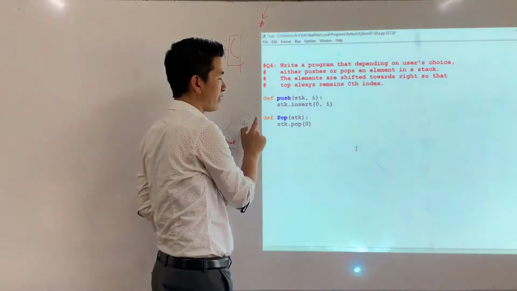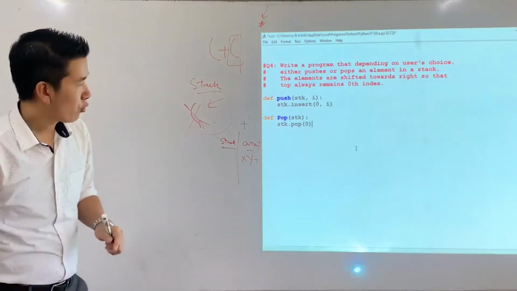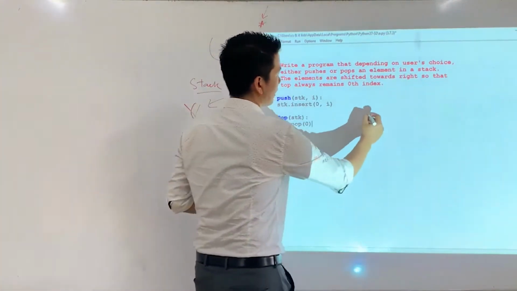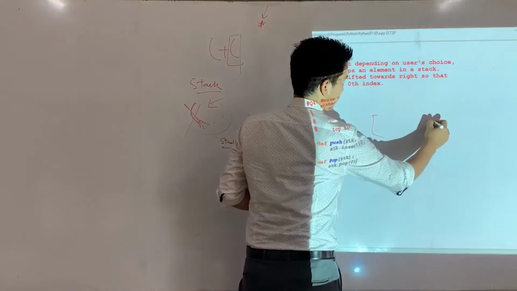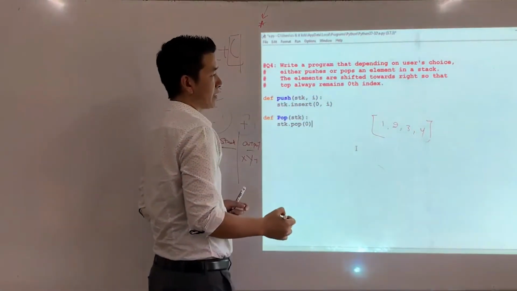Okay, this is the user-defined function, right? So the program means like this. Now let's say if I have something like this. Now this is the original 1, 2, 3, 4. This is the stk, right?